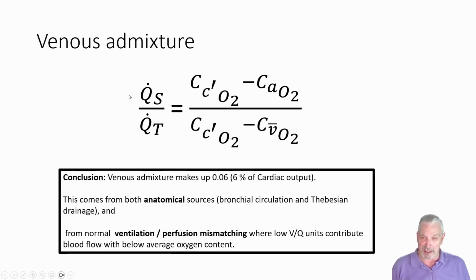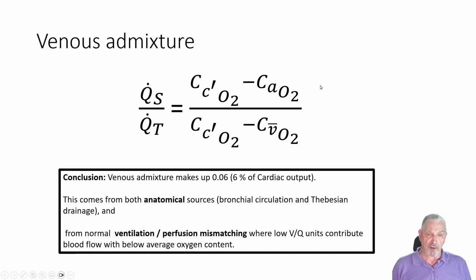And what you see is this is a ratio of physiological shunt, or venous admixture, to cardiac output. And so when we look at the terms, it's biggest minus middle, this is the middle oxygen, over biggest minus little, this is the lowest oxygen. So we get the end-capillary content minus arterial content, over the end-capillary content minus venous content. And when we put in normal values for these, we find out about 6% of the cardiac output is wasted due to physiological shunt, either from anatomical sources or due to ventilation perfusion mismatching.